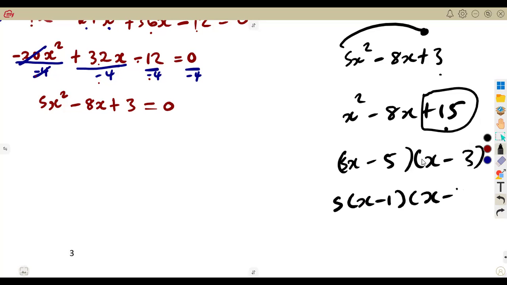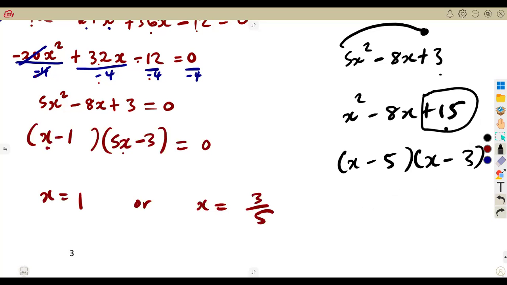You see, this was 5 and this was x minus what? x minus 3 here. So we have the 5 here, so it's 5x minus 3. So it's x minus 1, 5x minus 3. All right, 5x minus 3, x minus 1. This is exactly what we had. So we are in the right direction. x minus 1 and 5x minus 3. Okay, no problem.